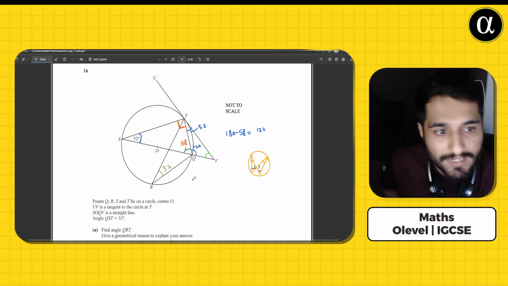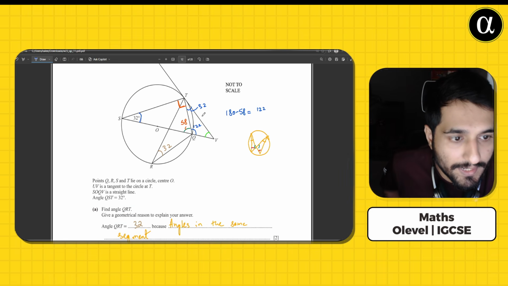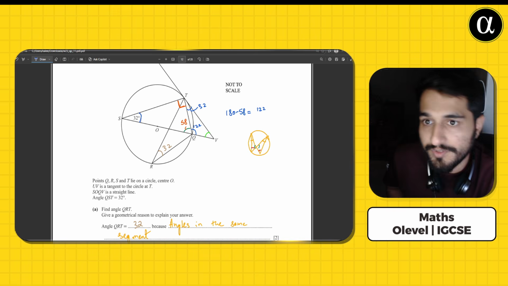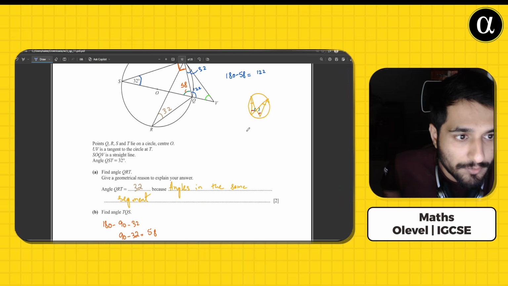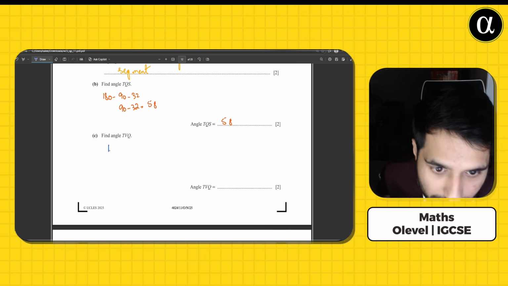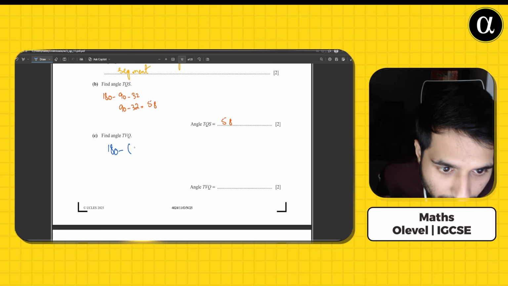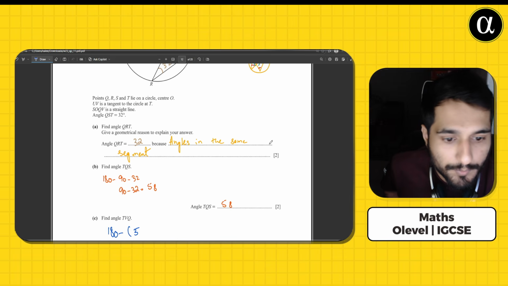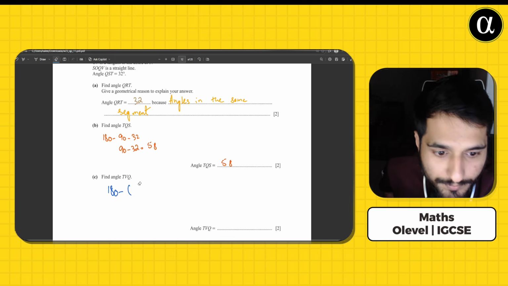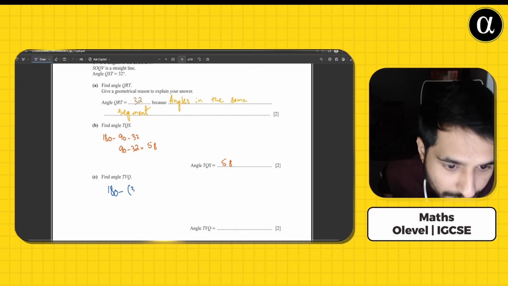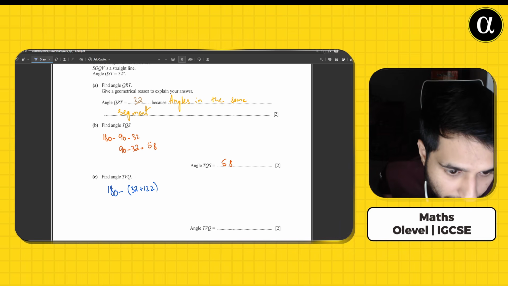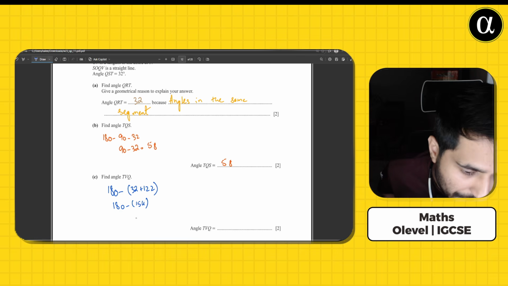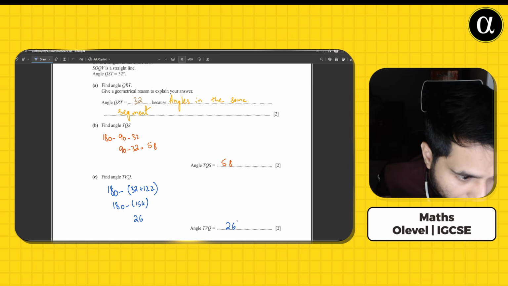So in order to find the green angle, what we're going to say is that it is going to be 180, because the sum of the angles of this triangle TQV is going to be 180. So 180 minus 122 and 32, sorry. So 32 and 122 gives 154, and this is going to be 26 degrees. So that's what we're going to do over here.